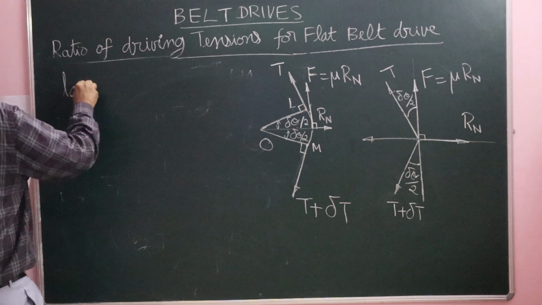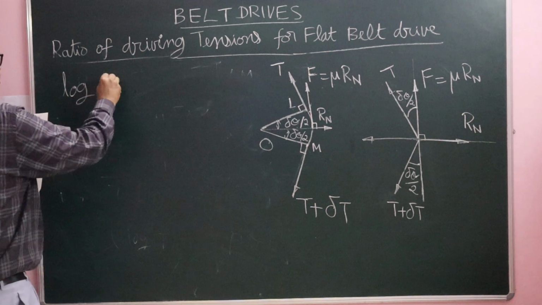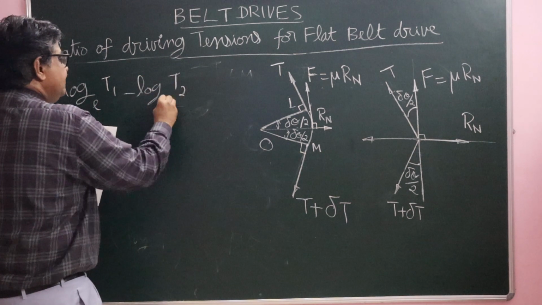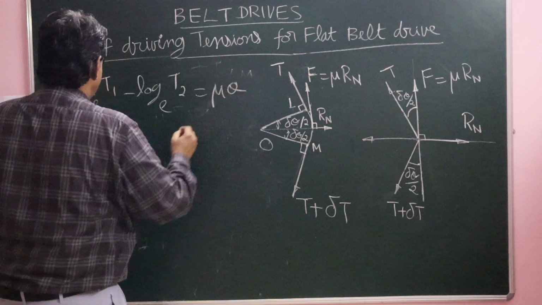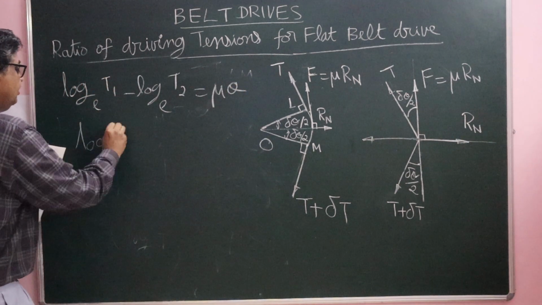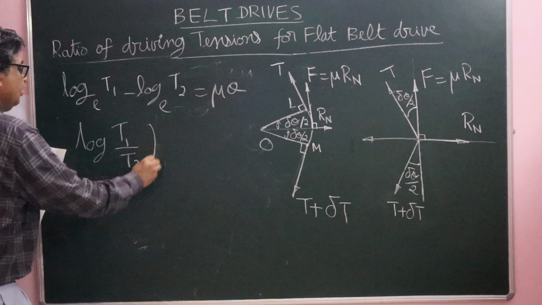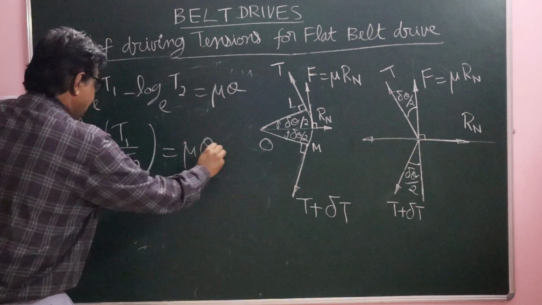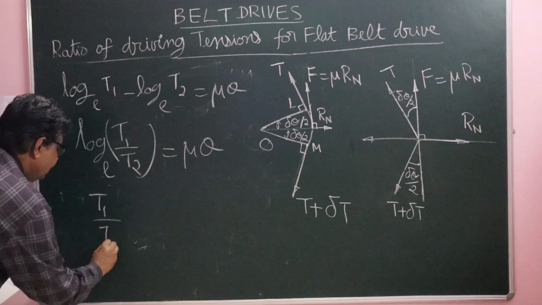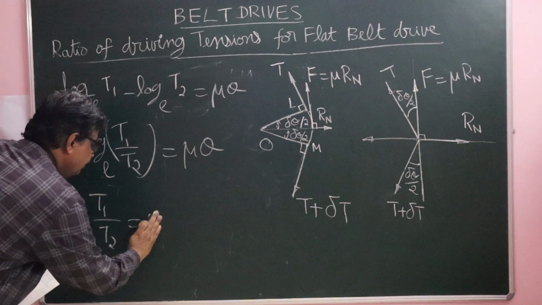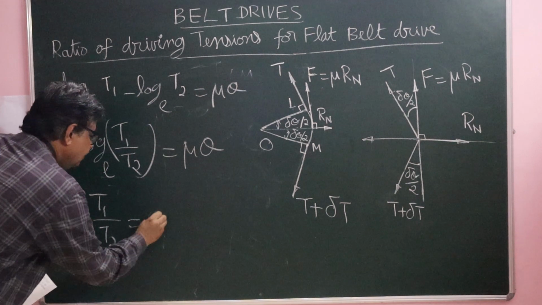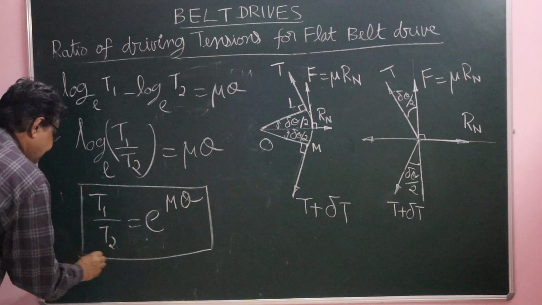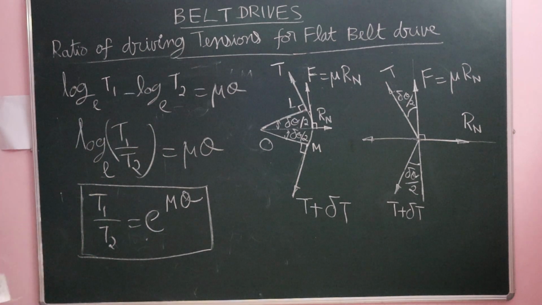Substituting the limits, log T1 base e minus log T2 base e equals mu theta. Therefore, the logarithm of T1 by T2 to base e equals mu theta. So T1 by T2 is equal to e power mu theta. This is the ratio of the driving tensions in the belt drive: T1 by T2 equals e power mu theta.